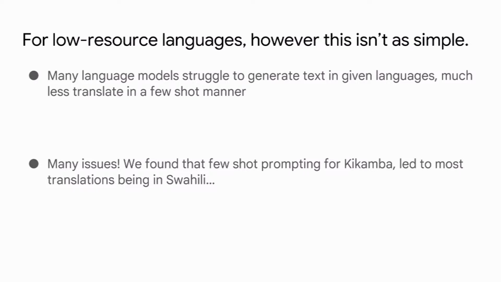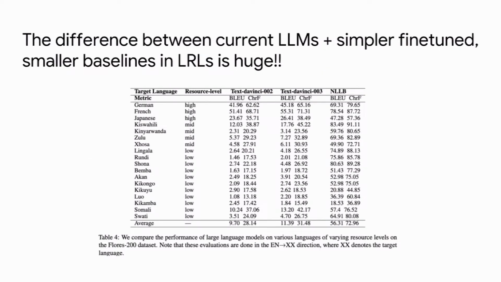But for low resource languages, this isn't as simple. Many language models struggle to even continue to generate text in a given language, even if they're given a lot of context in the language, much less translate in a few-shot manner. And there are many issues. For example, when few-shot prompting from English to Kikamba, the translations would always end up being in Swahili, which is an issue with our models and just shows that we really should be having low resource focused efforts where we actually pre-train models and care about these languages.